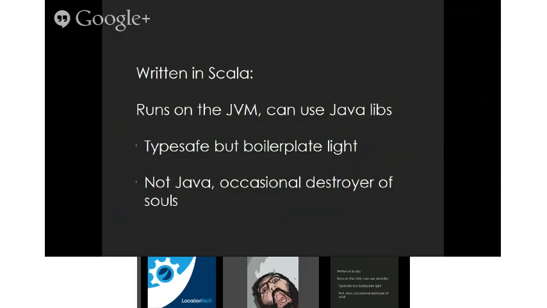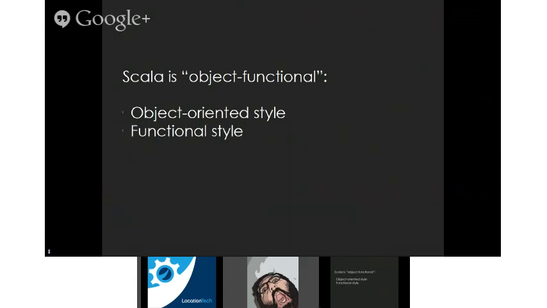And there are many good things about the Scala programming language, but there's sort of two main reasons why we chose it for building a geospatial analysis system. Scala is an object-functional programming language. What that means is that it combines two different programming styles. There's an object-oriented style, which many software developers are going to be familiar with, as well as a functional style.